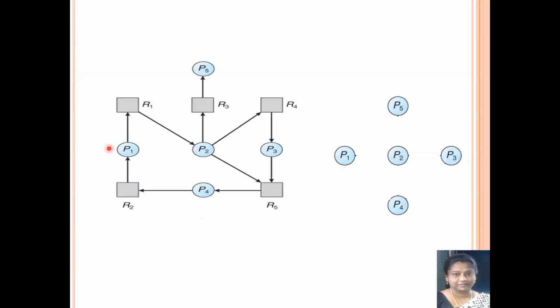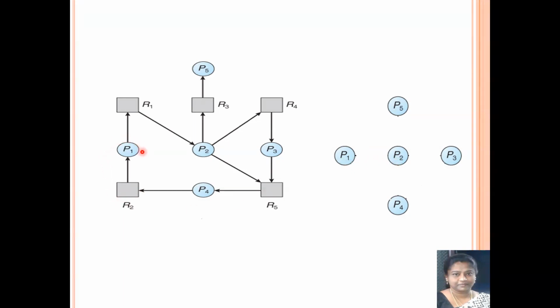Now, look at the resource allocation graph given here. If you observe the graph, P1 is requesting R1. This edge which moves from P1 to R1 is called a request edge. So P1 is requesting R1. And what is this other edge called? This is the assignment edge, the allocated edge. That is, R2 is being held by P1. That is the meaning. So I am going to only show the request edges in my wait for graph.